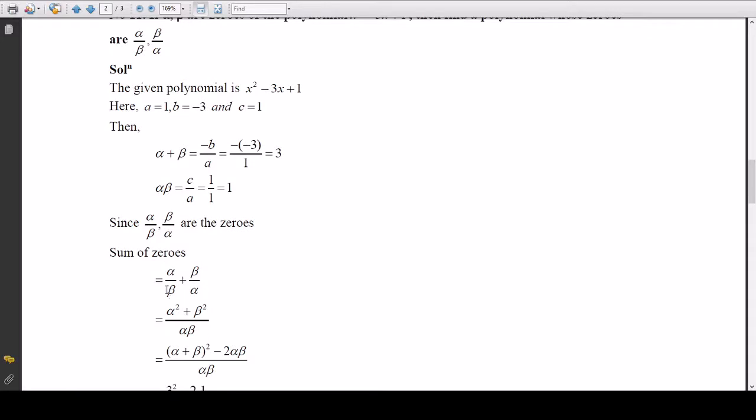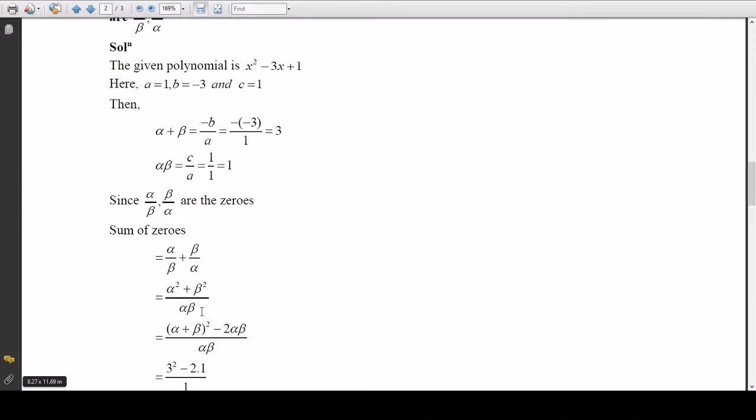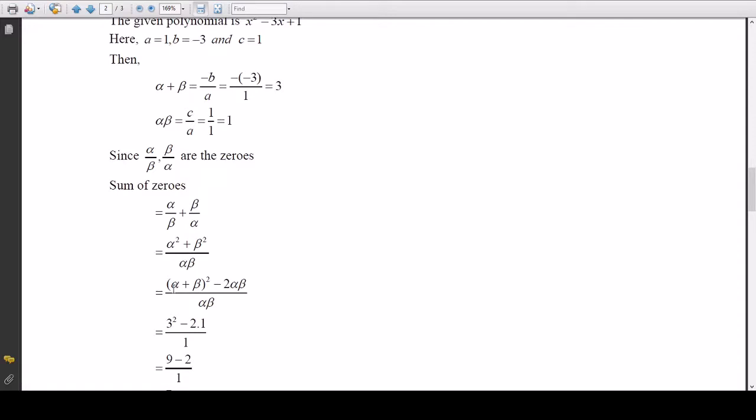how much? Take the LCM, alpha beta. If you divide the LCM by the denominator, you have alpha, alpha multiplied by alpha, alpha square. Same thing here also, if you divide the LCM by the denominator, you will get beta, beta multiplied by beta, beta square. Now alpha square plus beta square can be written as alpha plus beta whole square minus twice alpha beta. Now for this alpha plus beta, you substitute the value that we have found. Alpha plus beta is 3, alpha beta is 1, therefore 3 square minus 2 multiplied by 1 divided by 1. 3 square is how much?